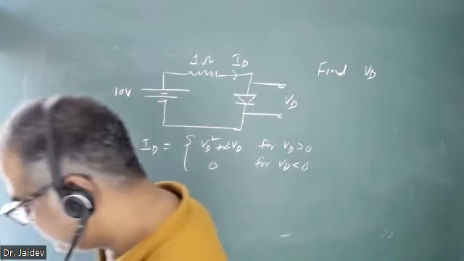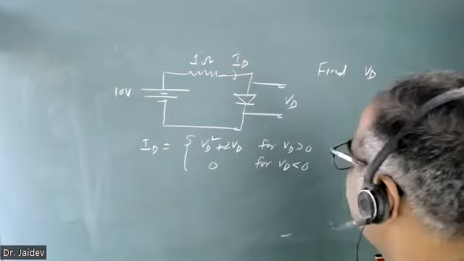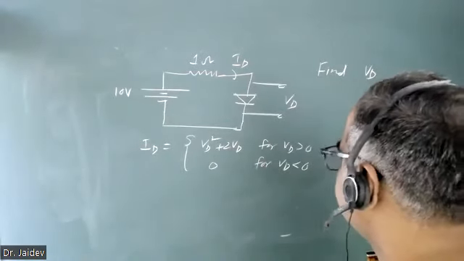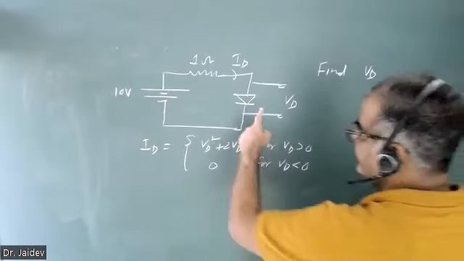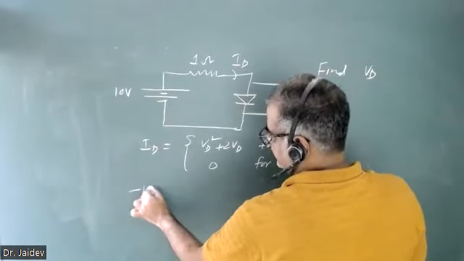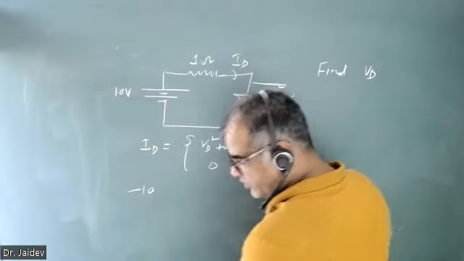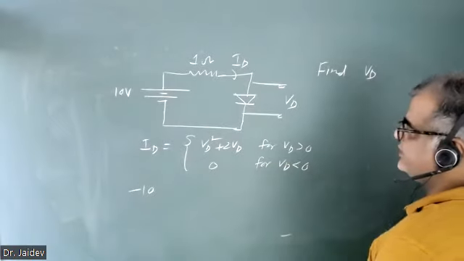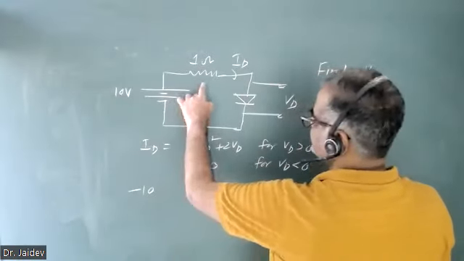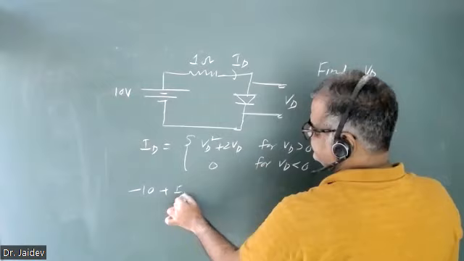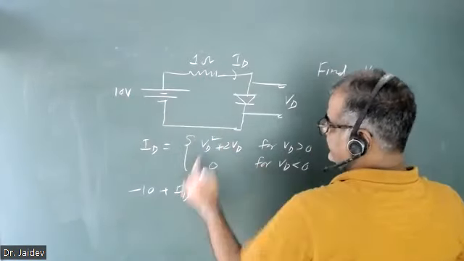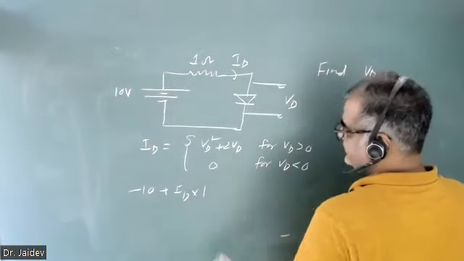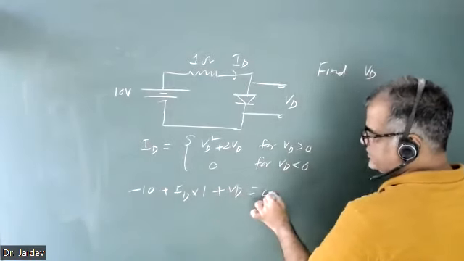Because your quadratic equation will be formed. And when you are assuming VD is greater than 0, you have to take the positive value. So if you write the equation, 2 volt is coming, and minus 5. You have to take only 2 volt and leave minus 5. So this will be minus 10 plus ID times 1 ohm, so ID this one, and plus VD equals 0.